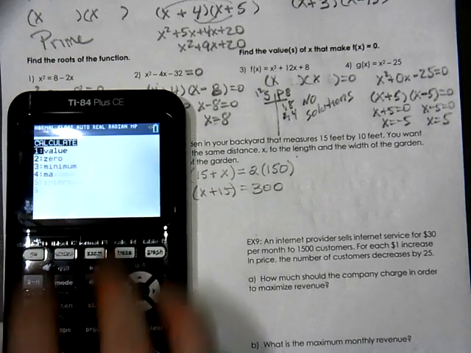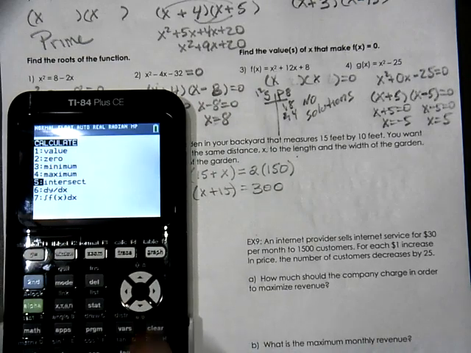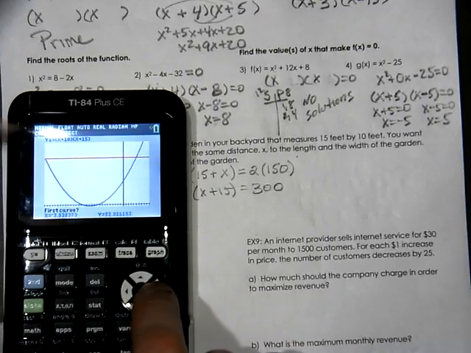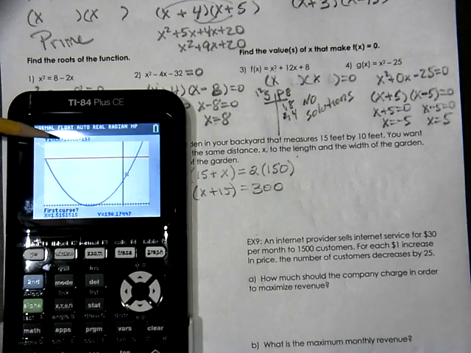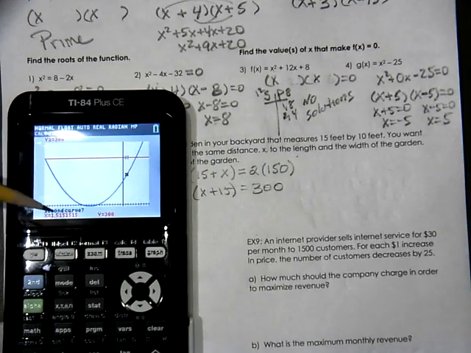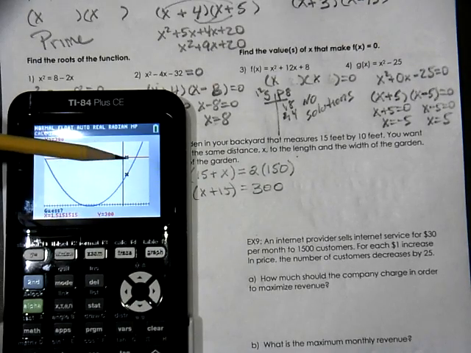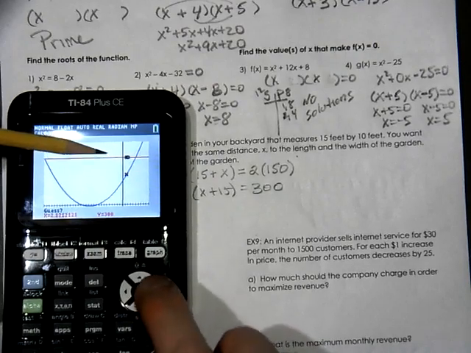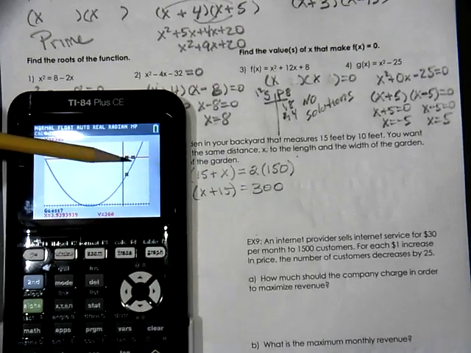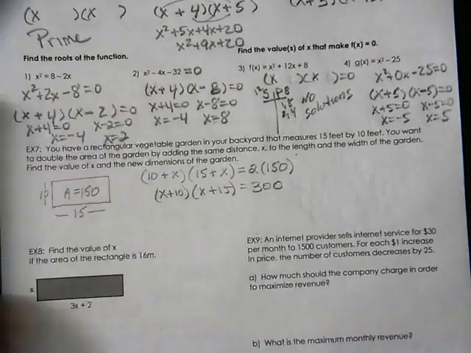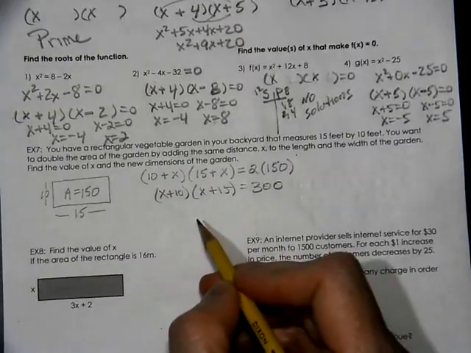Anyway, if we go to calculate and look for the intercepts, this is our first equation. It doesn't matter where I'm at on the equation, I hit enter. Is this my second curve? The answer is yes. Now there's two answers, but we only want the positive x answer. So I need to be sure my cursor is closer to the positive than it is to the negative. And you'll see that when x is 5, we get the value of 300.